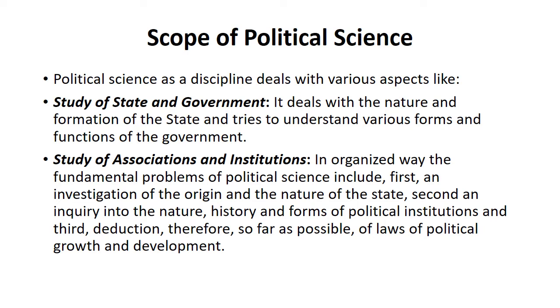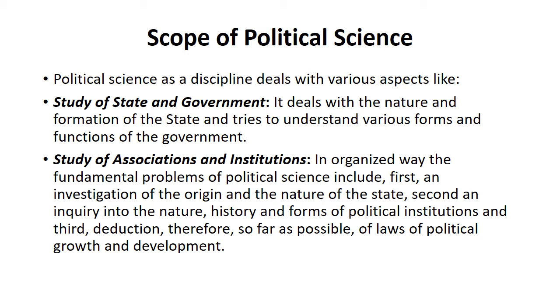So, scope of political science. When we talk about the scope of political science, it actually means what does political science deal with? Political science as a discipline deals with various aspects. The first thing is the study of state and government. It deals with the nature and formation of the state and tries to understand various forms and functions of the government.